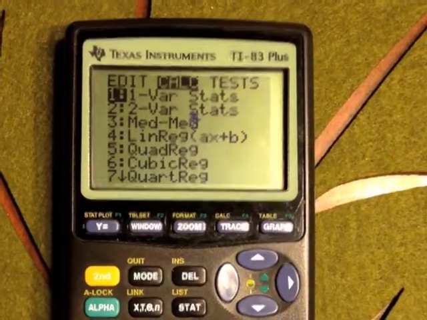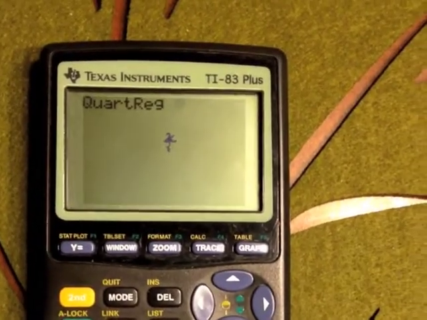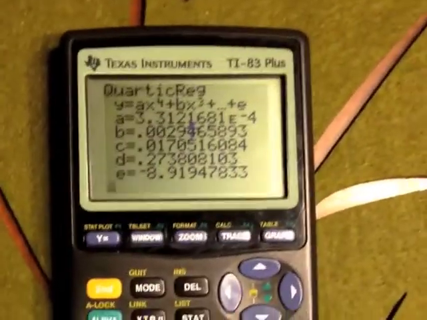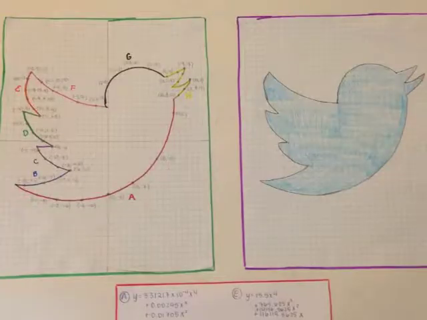For example, on line A, it will be the quartic function since the bird's front is a long curve all the way. For the final product, there were 2 quartic and 6 quadratic functions for the Twitter logo.